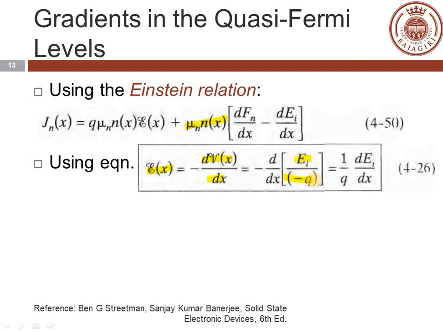We are considering a particular energy level Ei. So we will get the equation as 1 by Q d by dx of Ei. Now we will be substituting this into the first term of our equation 15. Once you apply that, the d by dx of Ei term will cancel, and we will get the final expression as Jn of x equal to mu n n of x d by dx of Fn.